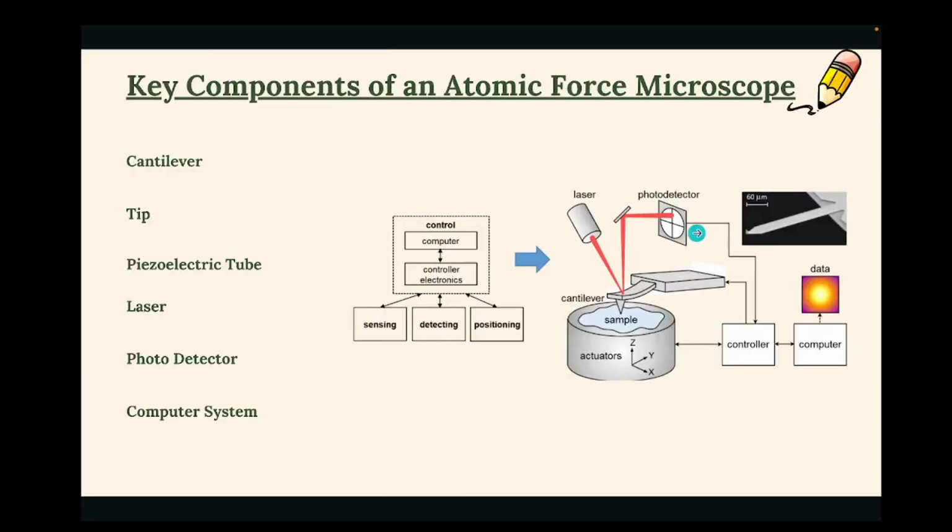So these are the components of the atomic force microscope: cantilever, tip, piezoelectric tube, laser, photodetector, and computer system. I will show you where the cantilever is. Say this is the cantilever, where my arrow is. This cantilever is very sensitive, and the tip is on it. That is a very pointed tip.